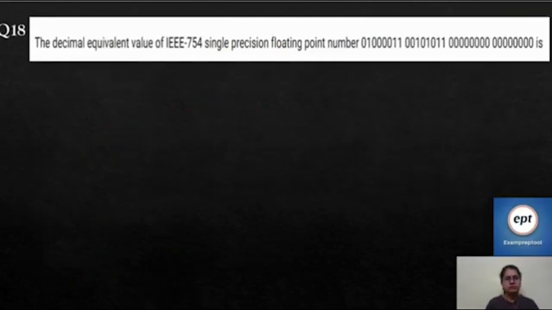So today we are going to discuss question number 18. Okay, so let's start. The decimal equivalent value of an IEEE 754 single precision floating point number is given to us. So we have to find the decimal equivalent value of this.